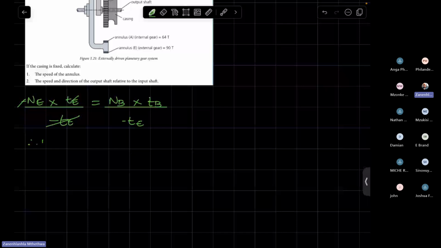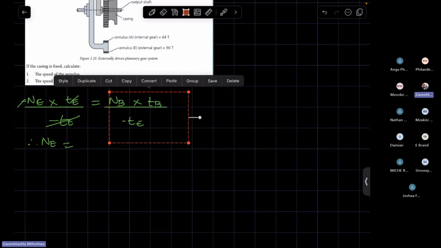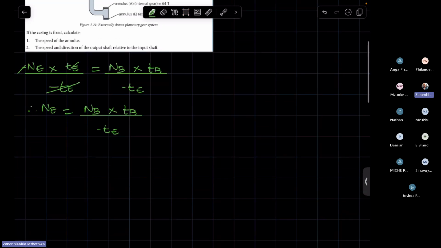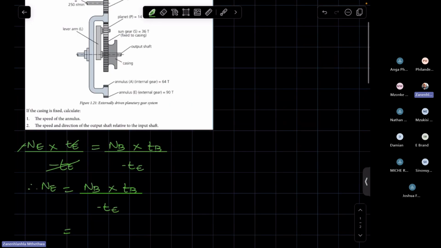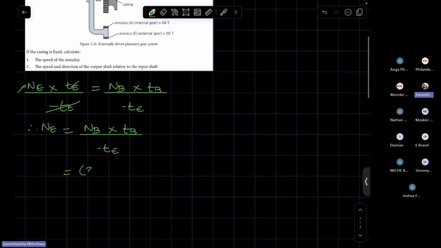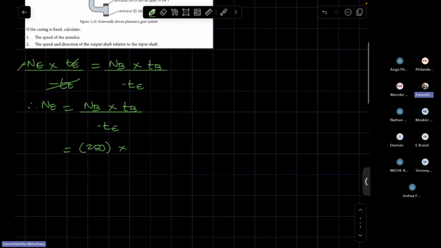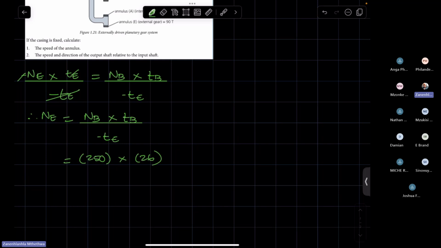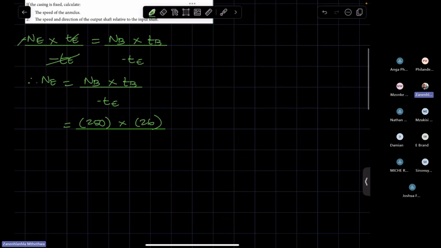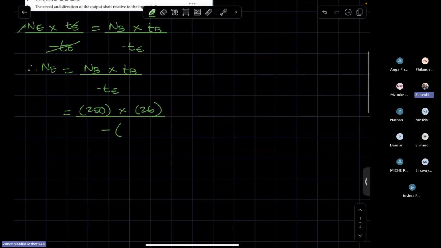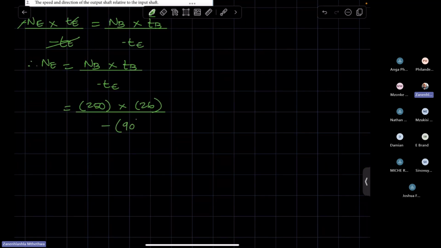Therefore, meaning NE is equal to NB TB divided by negative TE. Right? Now all you do is substitute. NB is 250 revs per minute, so that's 250 times TB, the number of teeth of gear B, external gear B, which is 26, divided by negative the number of teeth of E, that is 90.